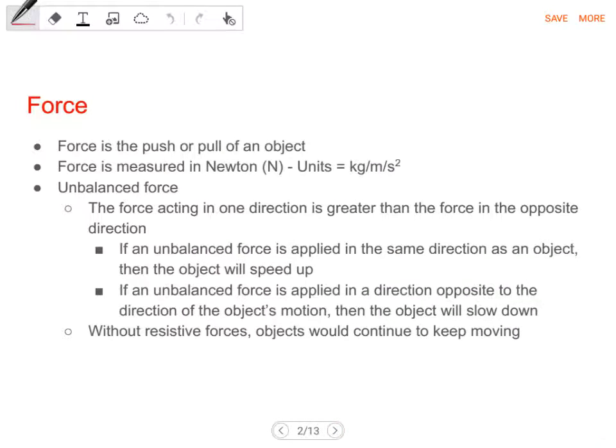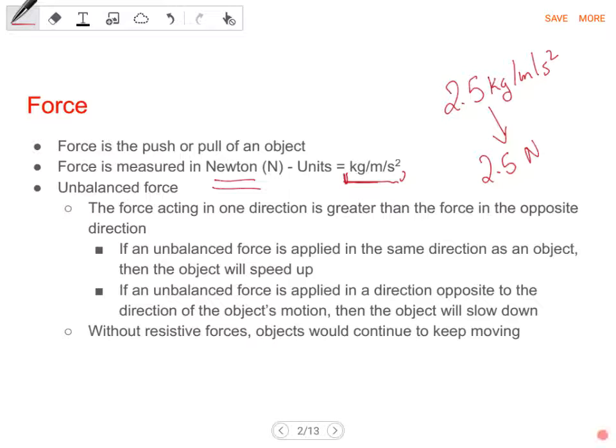All right, what is a force? A force is when you push or pull on an object. A force is measured in newtons, okay? This is in kilograms per meters per second squared. Luckily, in our course, we don't have to write that. So let's say we had a force of 2.5. We don't have to go kilograms per meters per second squared. Luckily, when we have a force, we can simply put N for newtons.